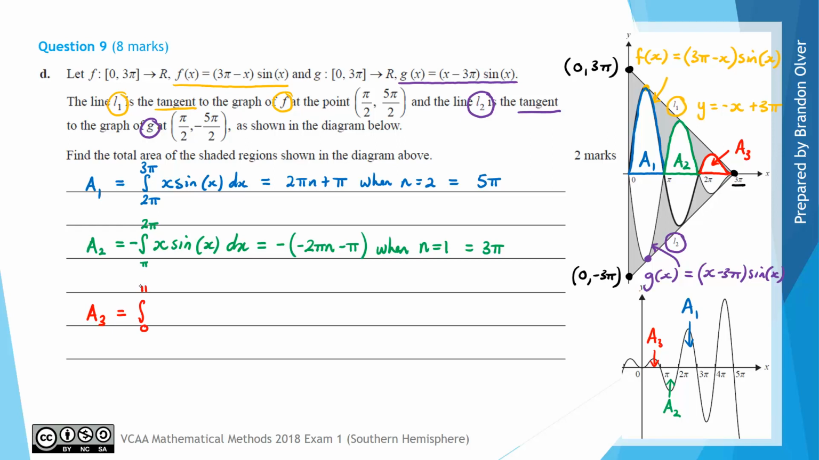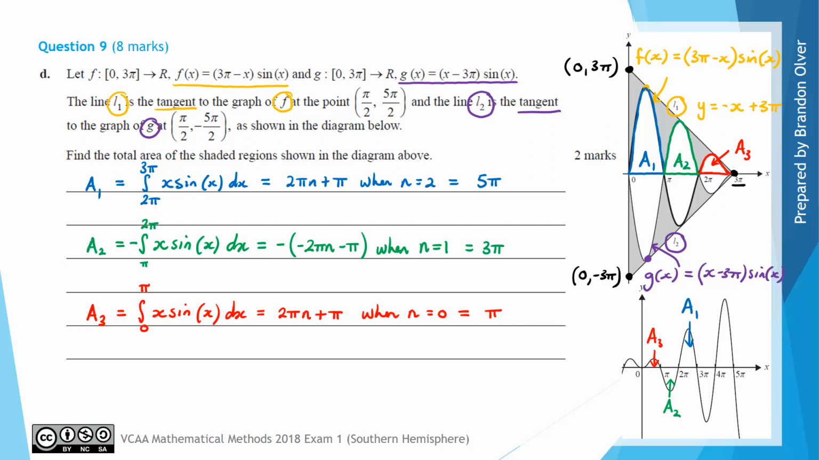And the last area, A3, that we need to find is going to be the integral between 0 and pi of x sine of x, our simplified graph. And that is going to equal, like the first one, 2 pi n plus pi, because we're selecting an n value that is 0 or positive. And in fact, when we do this one, we have n equals 0, and we get that that is simply equal to pi. So we now have the areas of A1, A2, and A3.